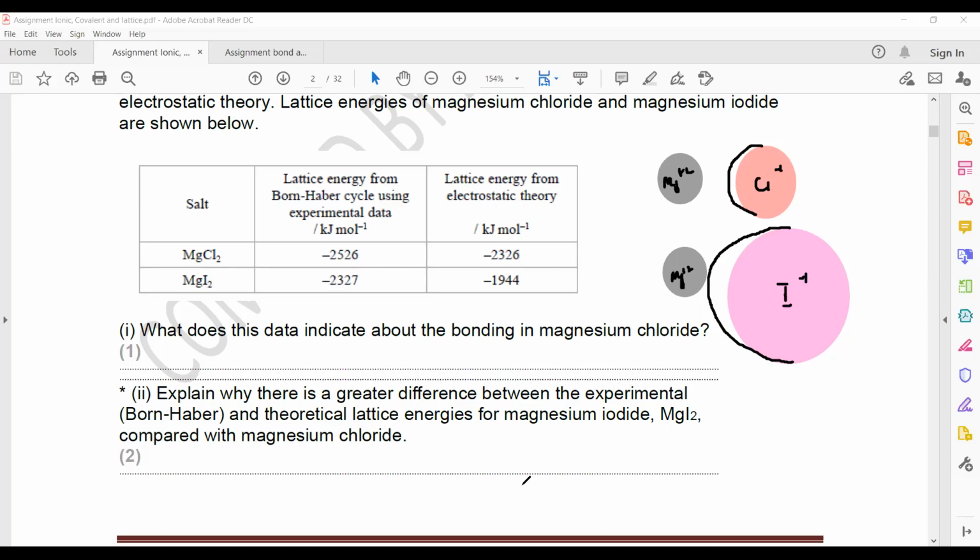So the answer here, for 1 mark, you will mention the iodide ion is larger. So more distortion results in a greater difference in theoretical value. I'm writing TV for theoretical value and PV for practical value. Is it a clear discussion?